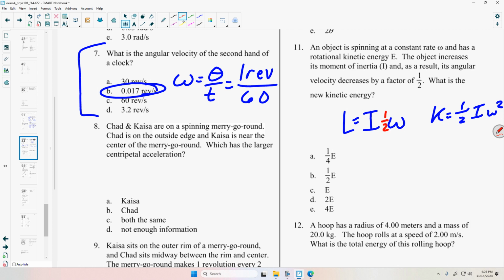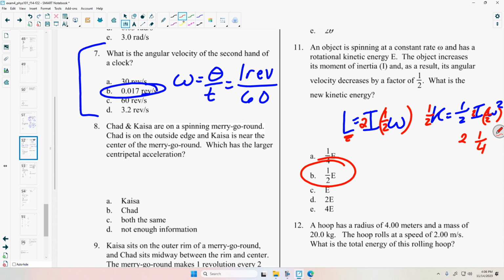So if this goes down by half, what have I done to my moment of inertia? In order for L to remain constant, I has to have been doubled, right? So I've doubled I. Now it's asking, what is the new kinetic energy? Those same things are going to happen over here. I'll double my I, and my angular velocity is a factor of 1/2, squared, so it's a factor of 2 there, and a factor of 1/4 there. So I have a 2 times a 1/4, which means I'm having my kinetic energy. So B is the right answer.